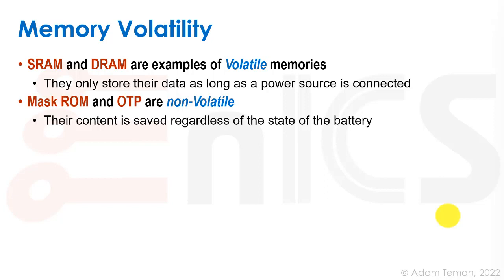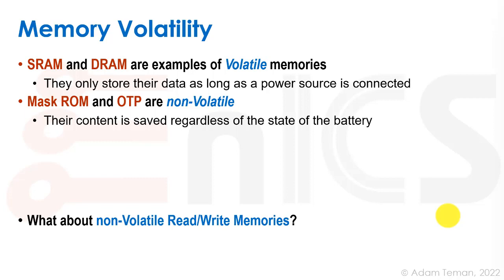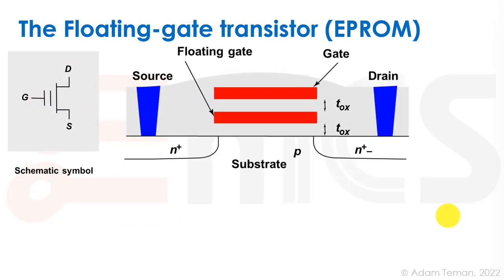Mask ROM and OTP are non-volatile. Their content is saved regardless of the state of the battery. But what about non-volatile read-write memories? Well, I'm going to introduce something called the floating gate transistor. It's also known as EEPROM.